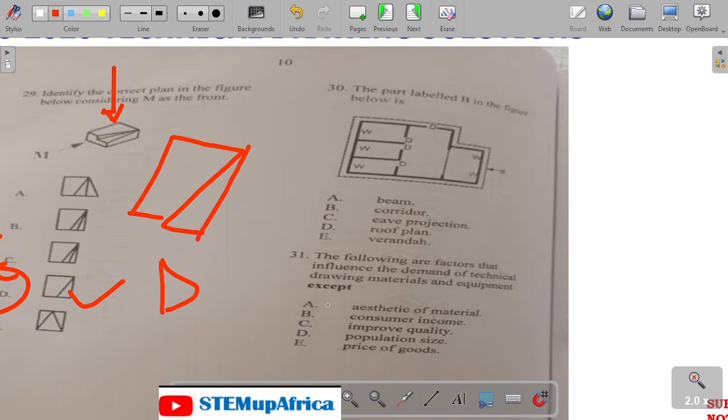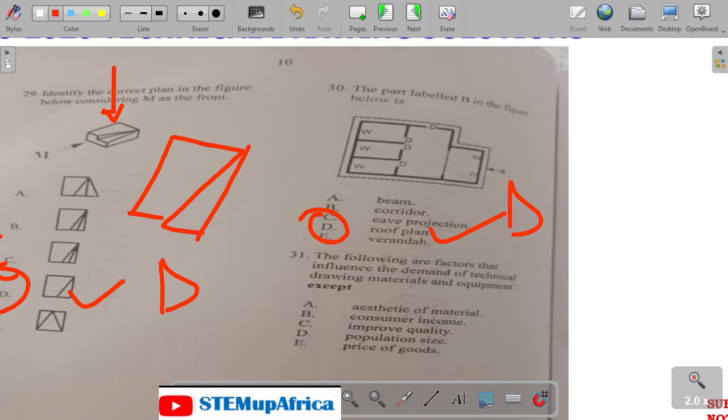So the part B is what? This part B, that should be our roof plan. The roof, yes, which is D. Because this is the main building. This extra edge represents the roof. The thick lines at the block. The roof should extend beyond the thick line. So this is D.